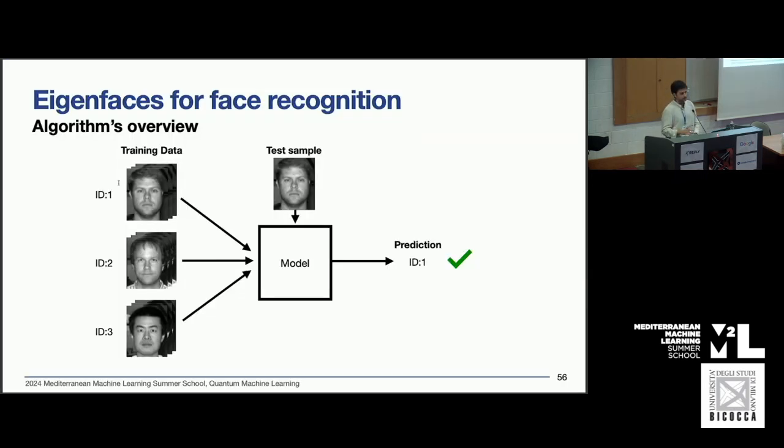So the eigenfaces task is pretty easy. It's a classical algorithm for face recognition. The idea is that you have a training set with a bunch of faces. You get a test point or a test sample. And if it belongs to a subject in your training set, then you answer the ID of the subject in your training set. If it's an unseen face, you answer that it's an unseen face. And if it's something completely unrelated, you answer that this is an outlier. Okay.